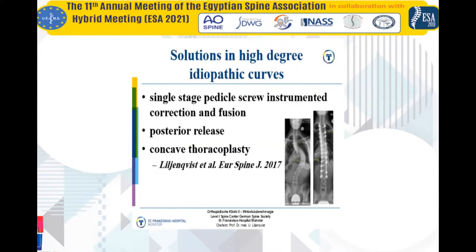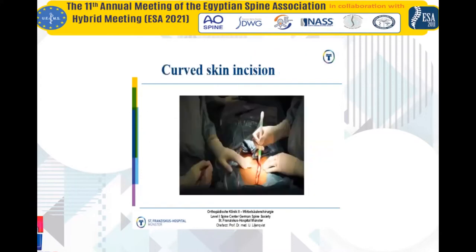We adopted the following technique more than 10 years ago and published it 4 years ago in the European Spine Journal. We do a single-stage pedicle screw instrumented correction and fusion with a high pedicle screw density. We do a thorough posterior release and a concave thoracoplasty to further release the posterior elements of the spine.